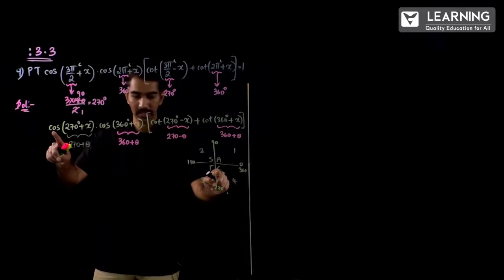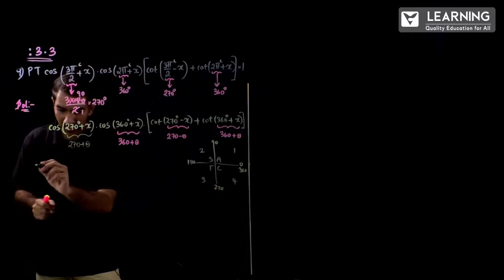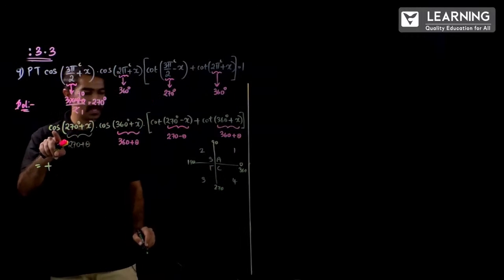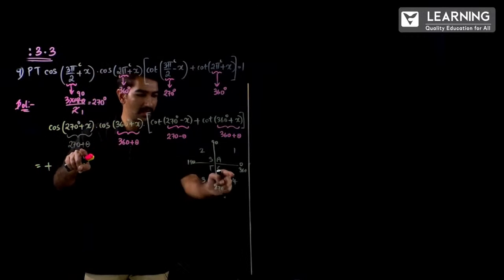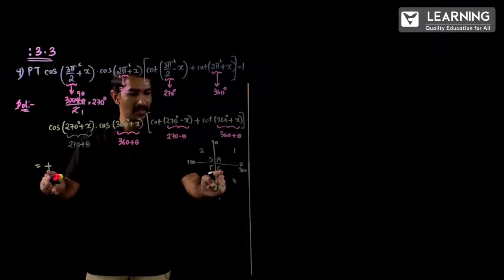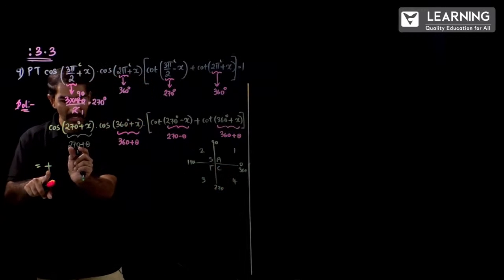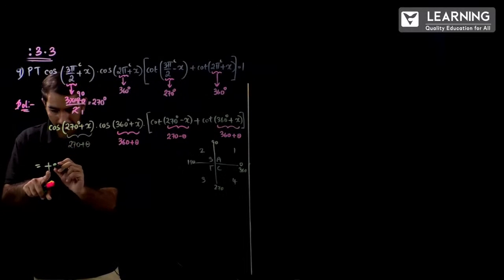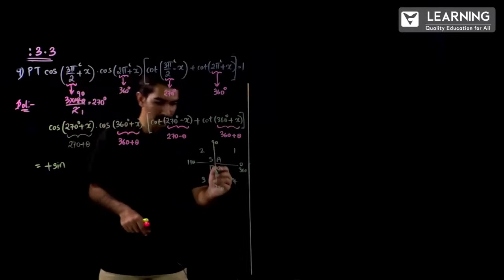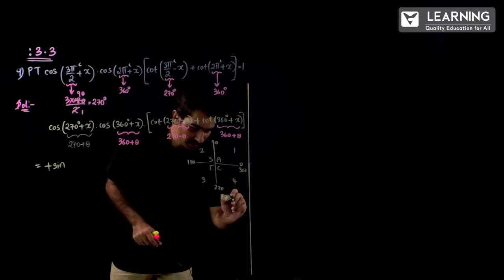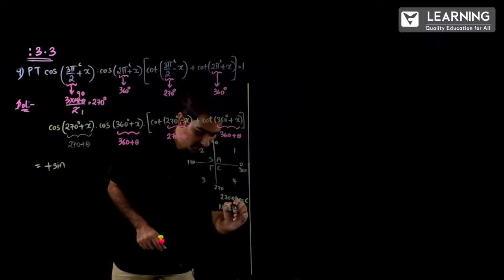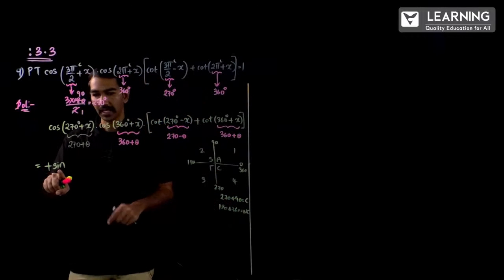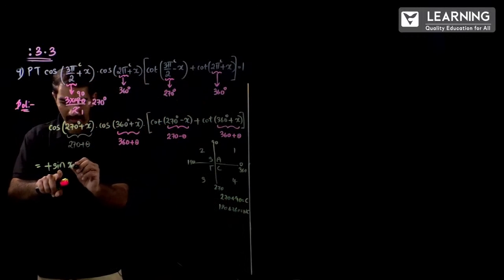What do we have here? Cos. So this is positive, and we write plus. Why is this positive? Because 270 plus theta lies in the fourth quadrant, where cos and secant are positive. Now the next thing: since 270 is coming, the ratio will change into sine. Students, I have explained this earlier also: for 270 and 90, the ratio will change; for 180 and 360, the ratio will not change. Remember this. So this will become sine. Write x as it is: plus sine x.